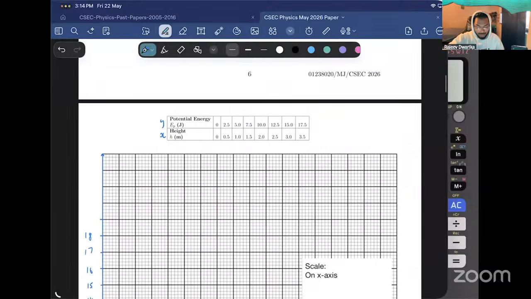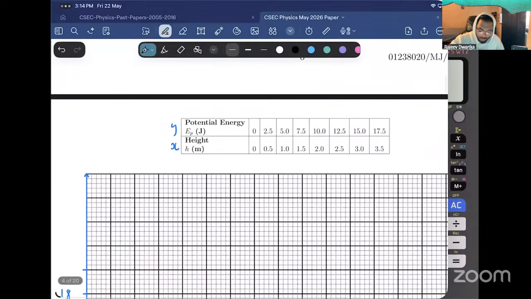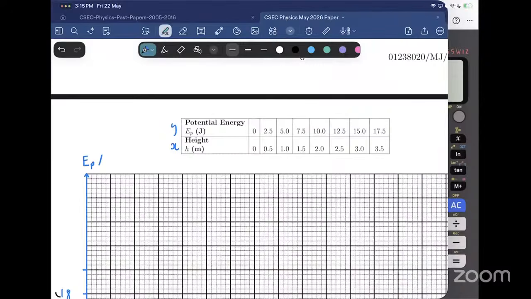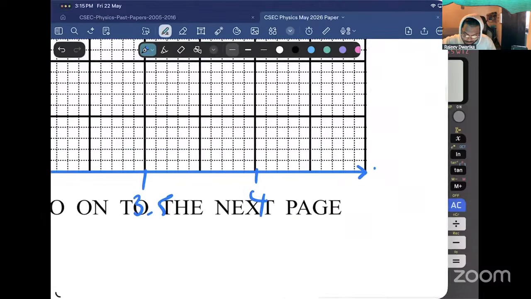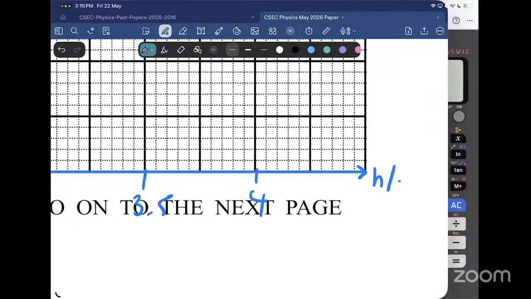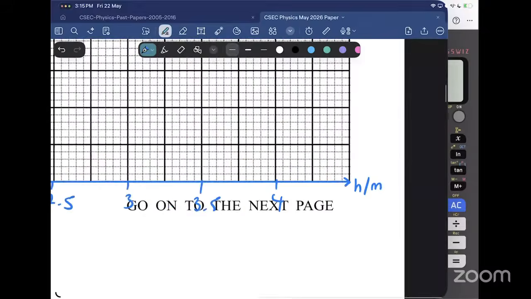So we have to label our axes. On the y-axis, I'm going to put potential energy, could just say EP. And I'm measuring that in joules, so I put EP slash joules. On the x-axis, we're measuring height, and that's in meters. All right, cool.